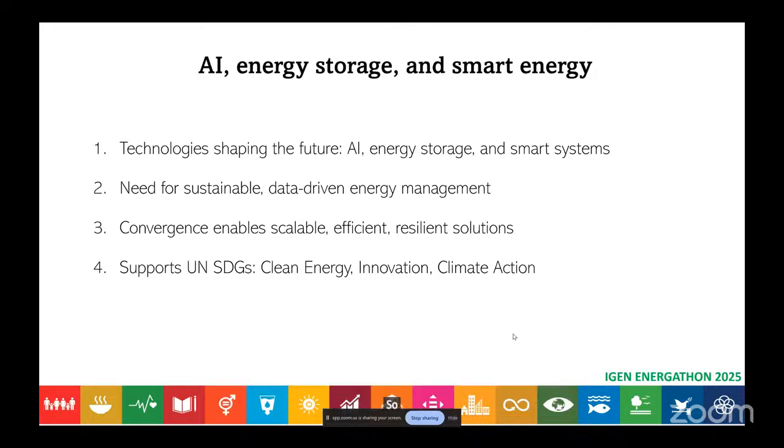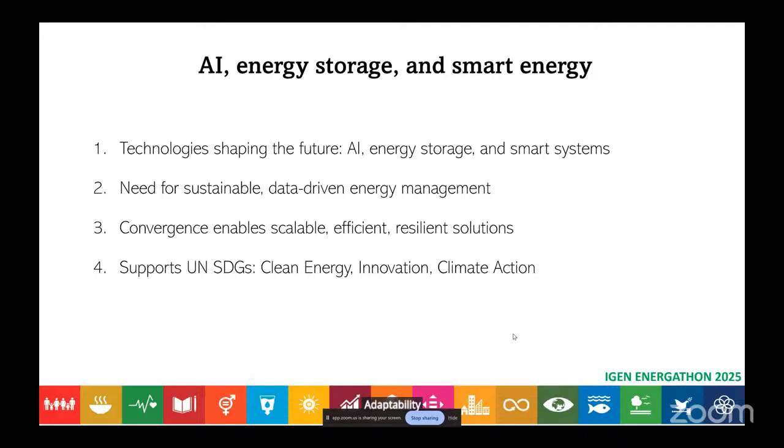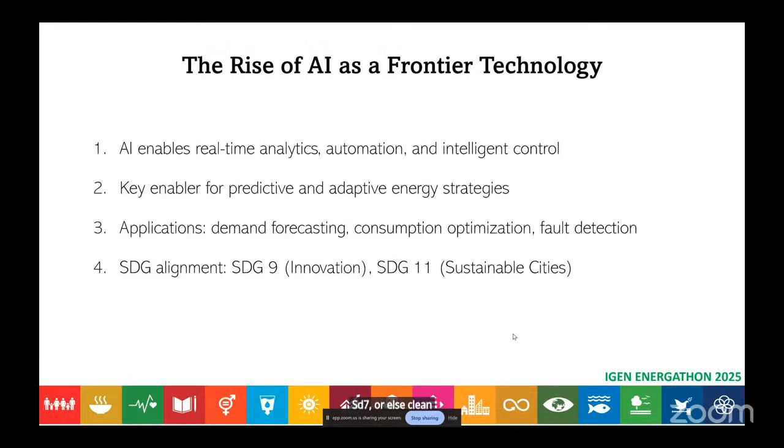So usually, what happens is we are at a very critical juncture in both our energy and technological timelines. The convergence of AI, storage, and smart energy systems is enabling new models of sustainability, ones that are decentralized, data driven, and deeply intelligent. These systems aren't just about efficiency, they are about equity, adaptability, and resilience. So when we frame this within the United Nations Sustainable Development Goals, particularly SDG 7 on clean energy, SDG 9 on infrastructure, and SDG 13 on climate action.